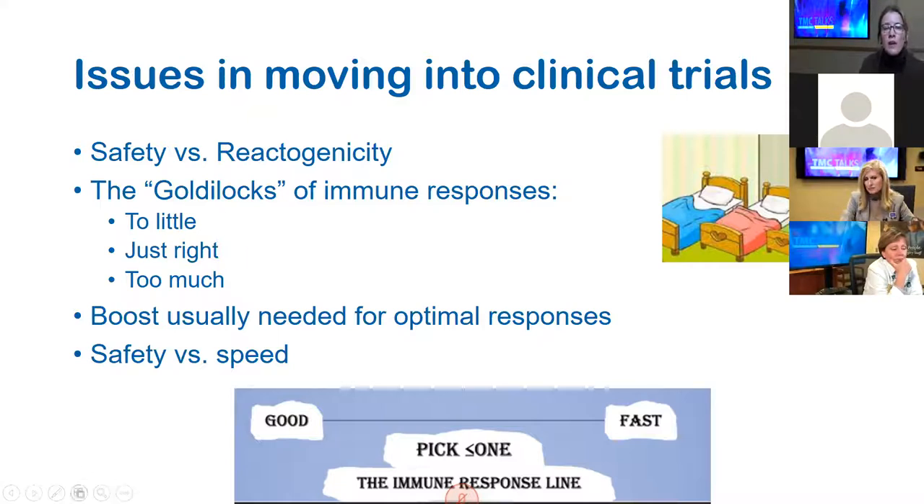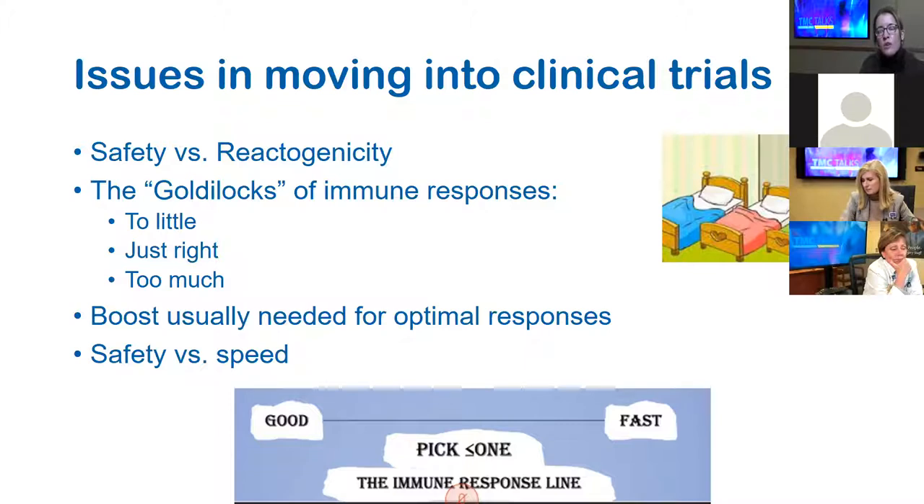So in finding a vaccine that the public will tolerate, we need to do what we call the Goldilocks of an immune response. If it's too little, it won't protect you. If it's too high, it will protect you, but the public may not want to get a vaccine that causes too much pain or fever. So we need to find the vaccine that has just the right immune protection.